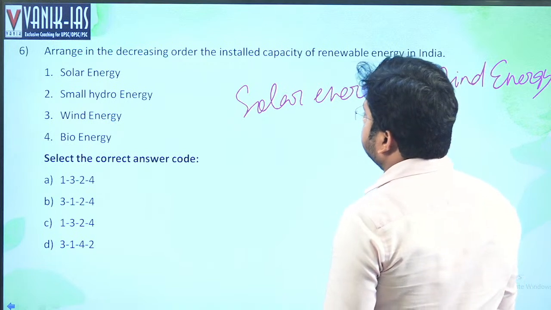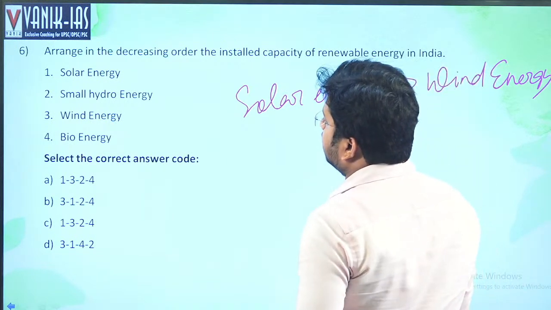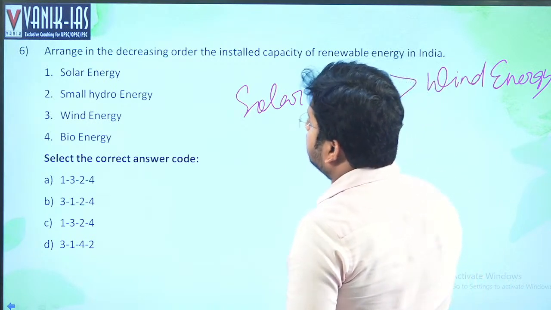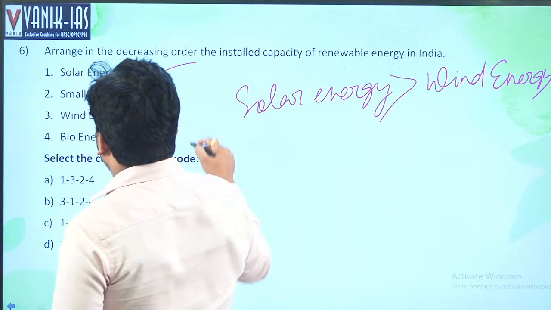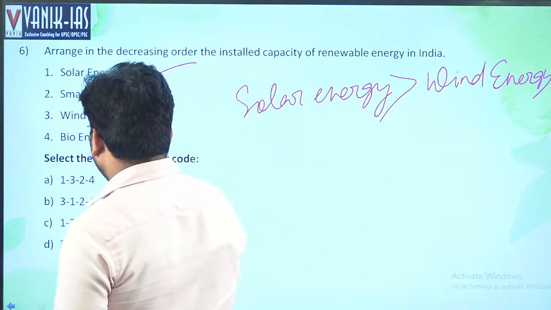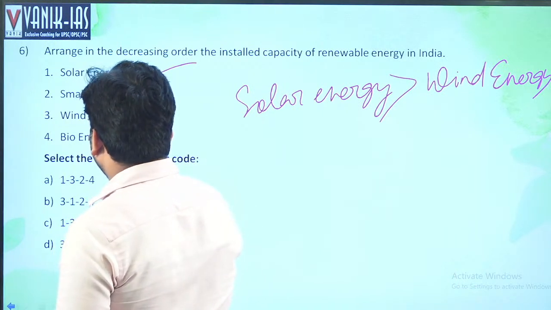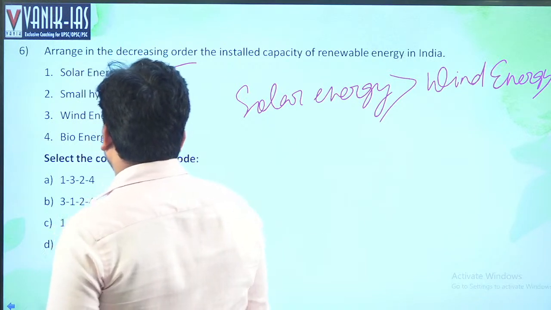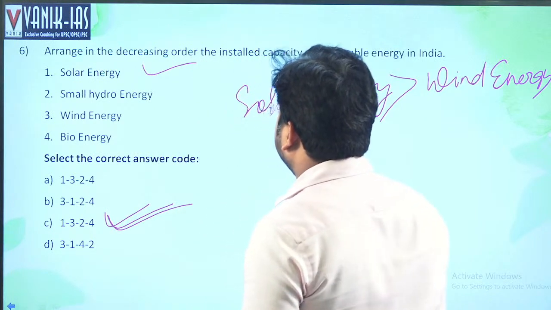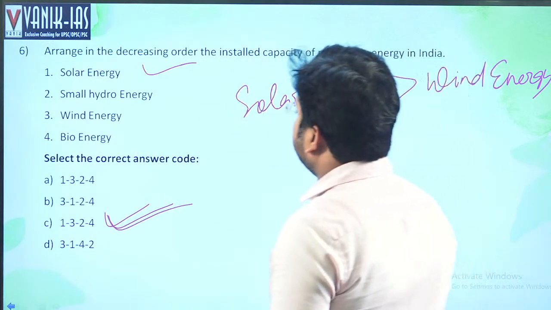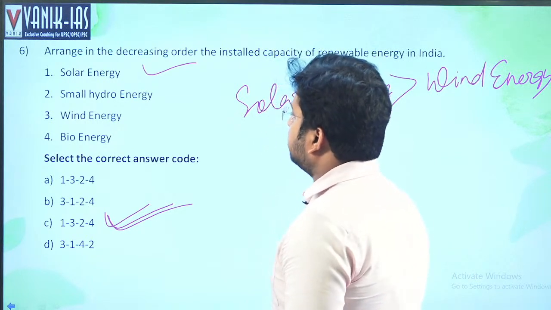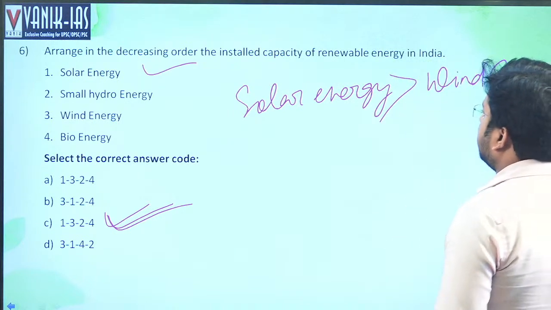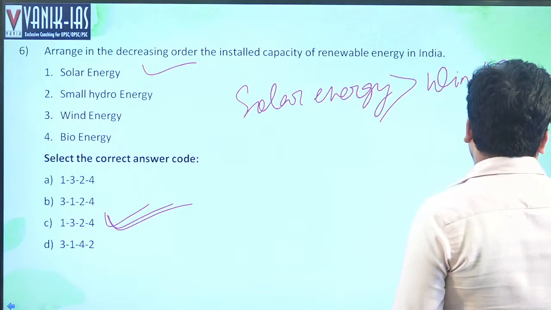After wind energy, there will be, yes, so this is your one. First will be 1, then wind 3, so 1 3 2 4. The same option is there, 1 2 3 4. 2 4 is the answer. Third is small hydro energy, and fourth is bioenergy. Solar energy, wind energy, small hydro energy, and fourth is bioenergy. This is the ranking of renewable energy in India.